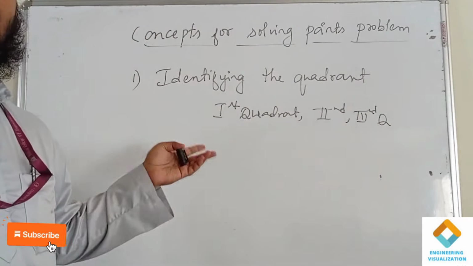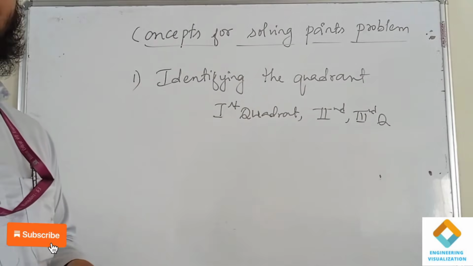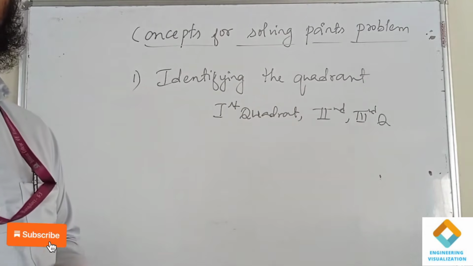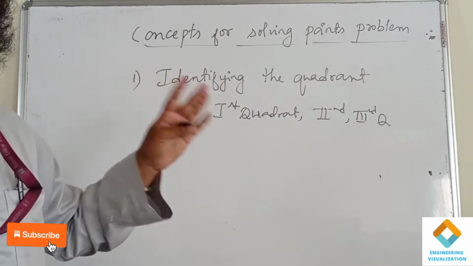Similarly, if a point P is lying 30 mm behind VP and 20 mm below HP, that means it is in the third quadrant. So that is the first concept. That means we need to identify in which quadrant the point is lying.